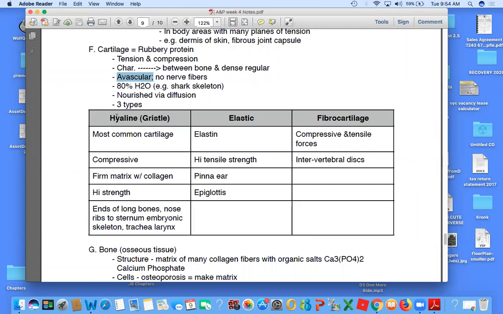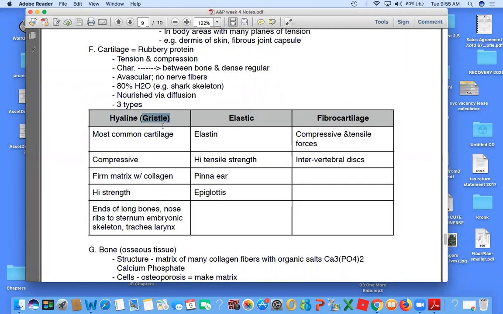I want you to know the three types of cartilage. Number 1, hyaline. Number 2, elastic. Number 3, fibro. Hyaline cartilage is your most common. If you push on your nose, or go like this with your throat, the rings of cartilage around your trachea, your windpipe, that's definitely hyaline cartilage. That's what you see. That's gristle, when you eat it on the end of a bone.